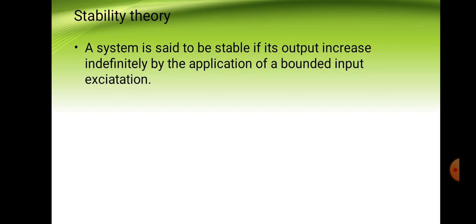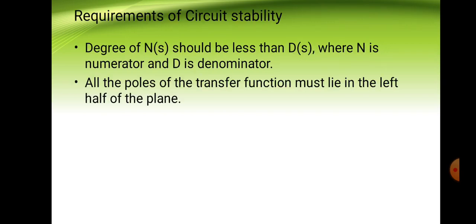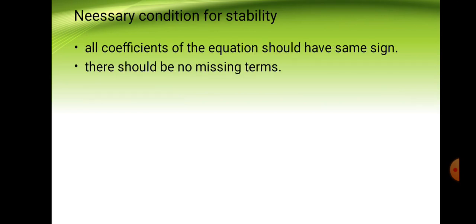Stability theory. A system is said to be stable if its output does not increase indefinitely with the application of a bounded input excitation. A circuit is said to be stable when all the poles of its transfer function H(s) lie in the left half of the S-plane or frequency plane. Requirement of circuit stability: the degree of numerator N(s) should be less than the denominator D(s). All the poles of the transfer function must lie in the left half of the plane. Necessary condition for stability: all the coefficients of the equation should have same sign. There should be no missing term.